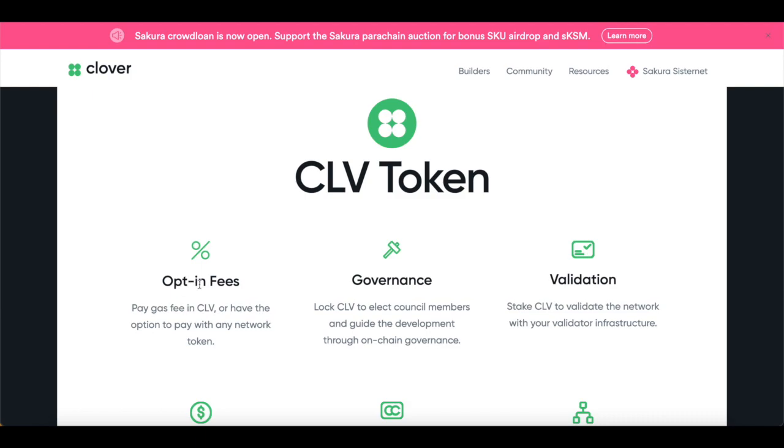Now, there's an opt-in fee option. Pay gas fee in Clover or have the option to pay with any network token, not to mention the governance features.